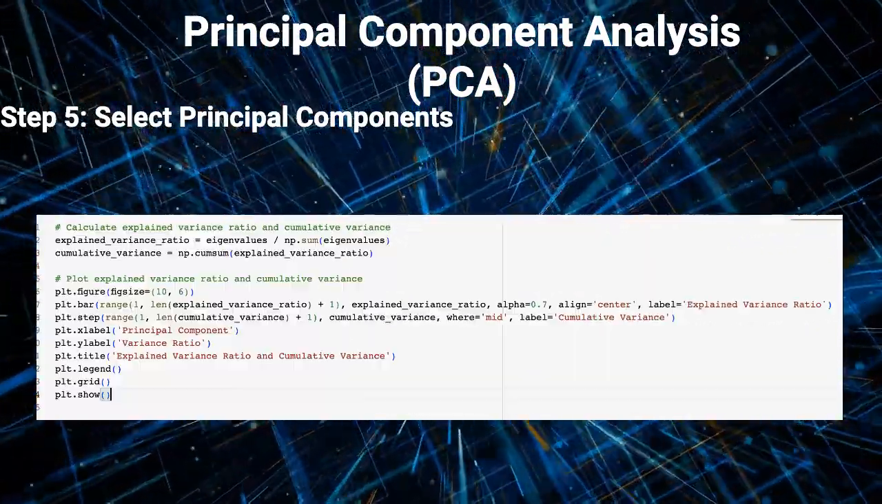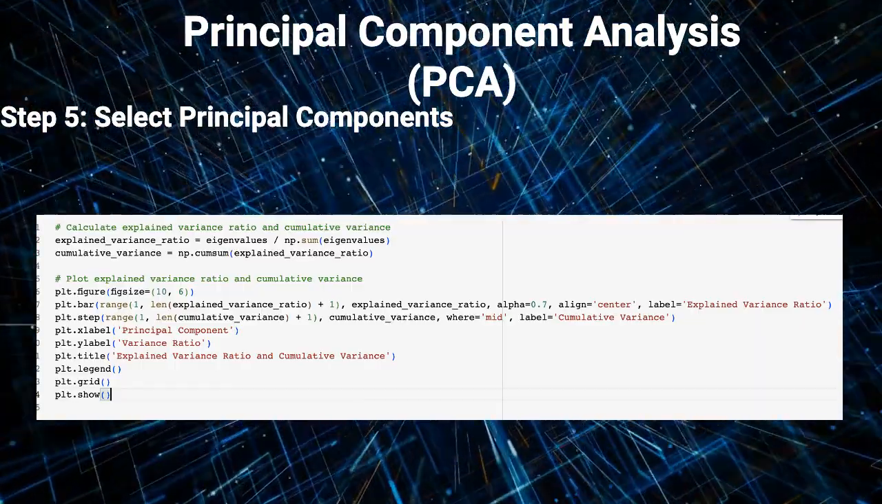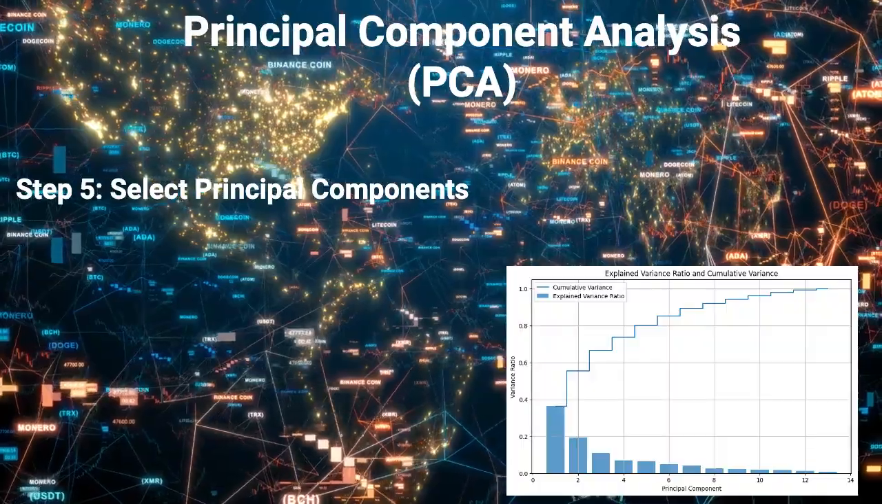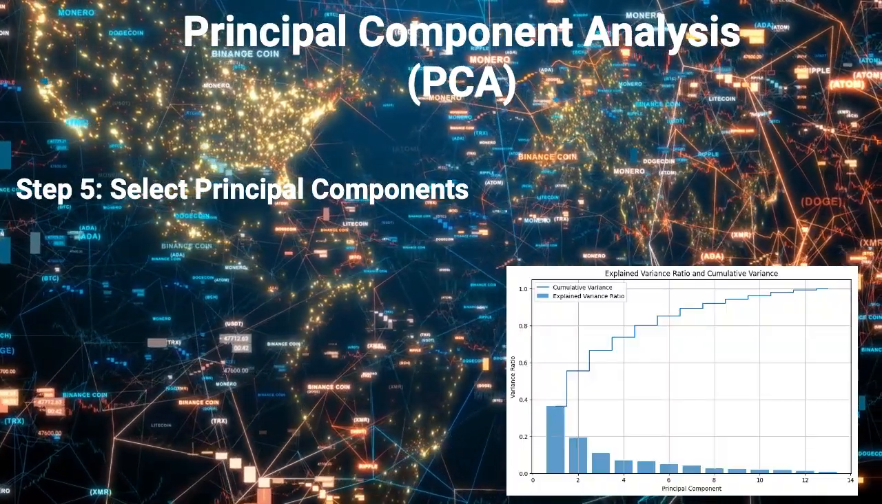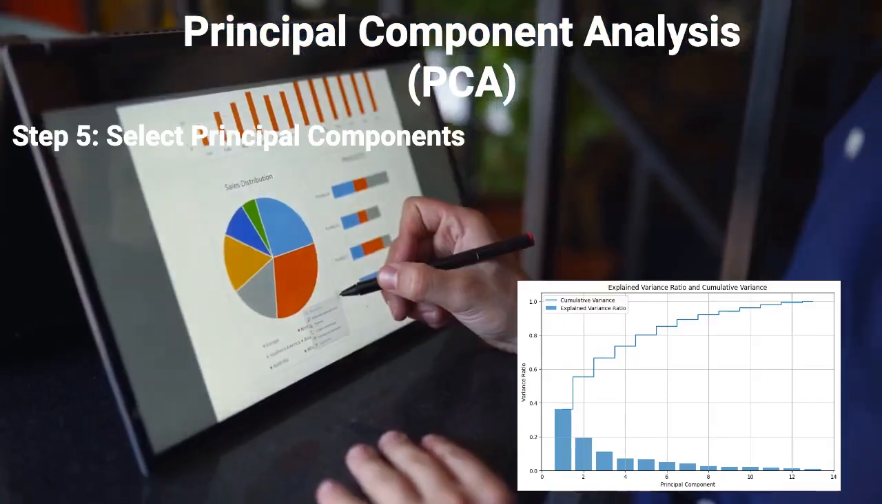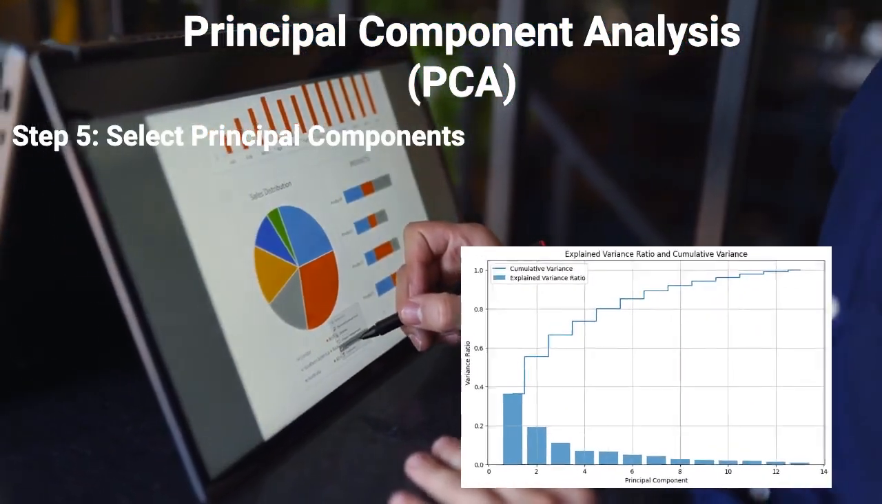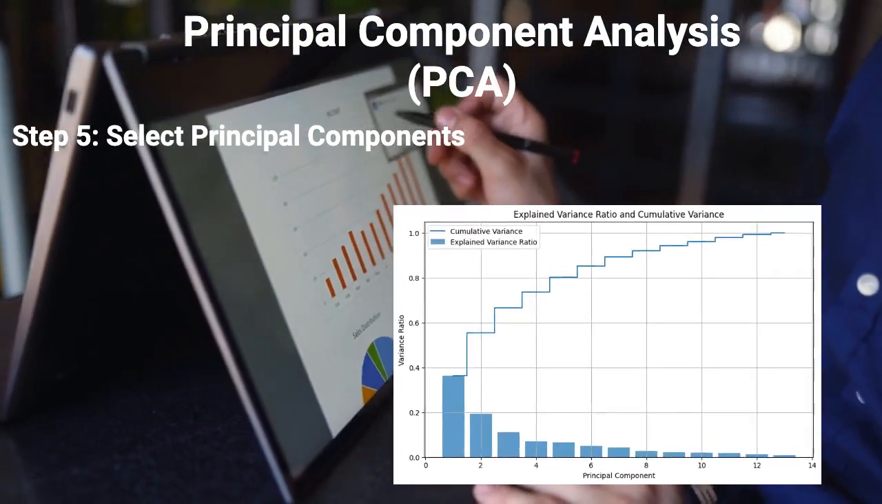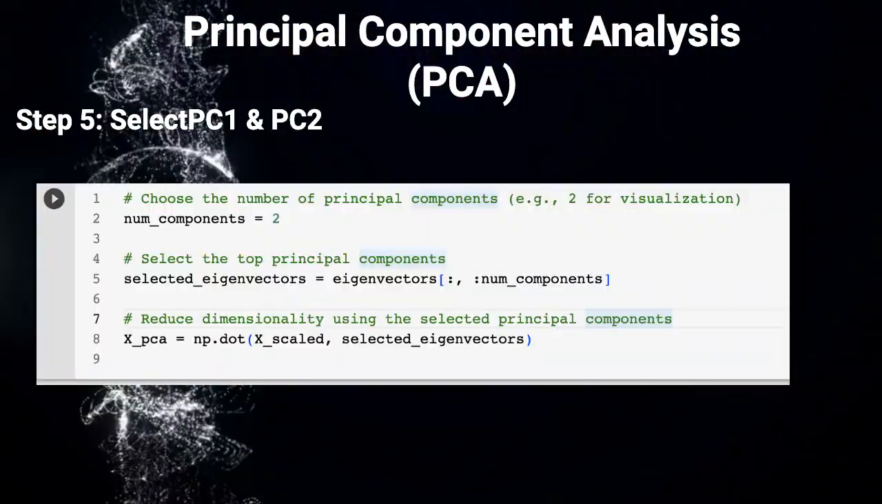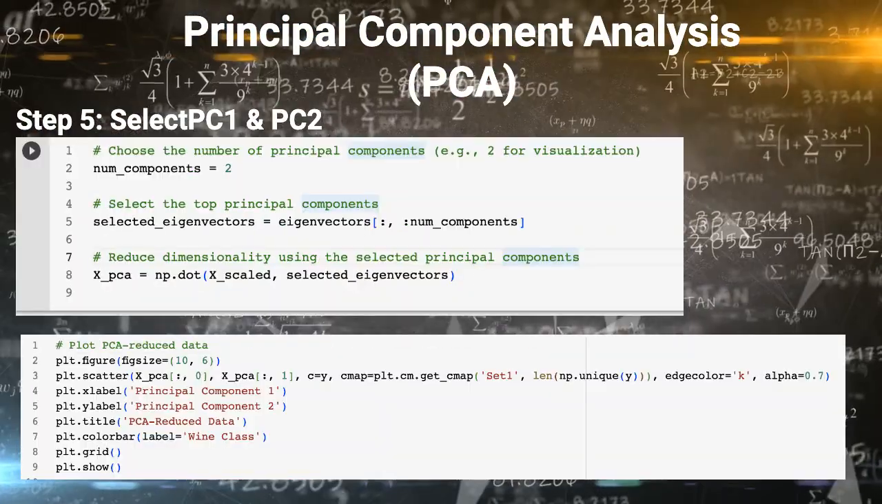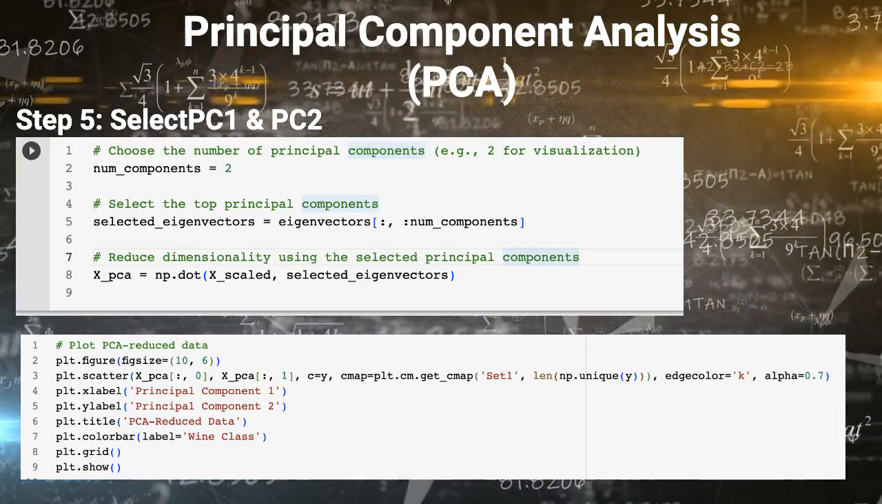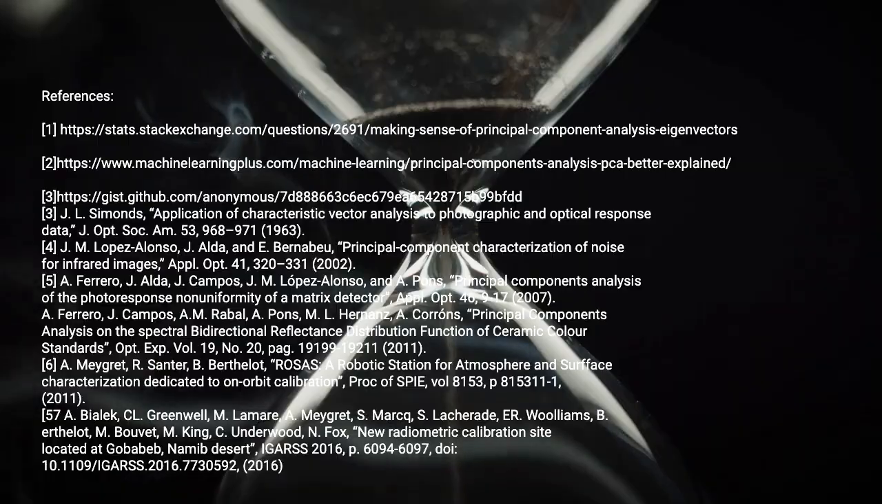Let's now see how much variance is explained by each principal component, to understand how much information each principal component captures. As we can see here, PC1 is able to capture more than 35% variance. Now we can select the top two PCs and transform the data into the new space for visualization. That brings us to the end.